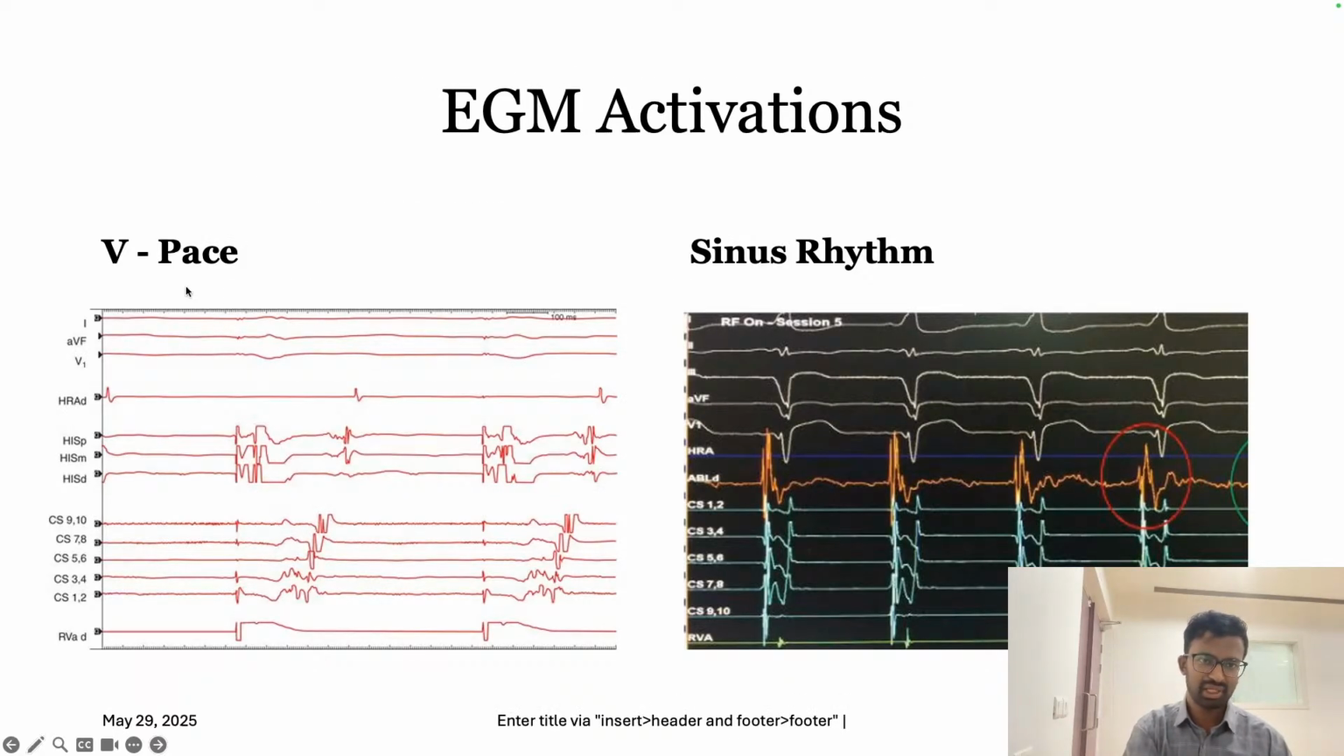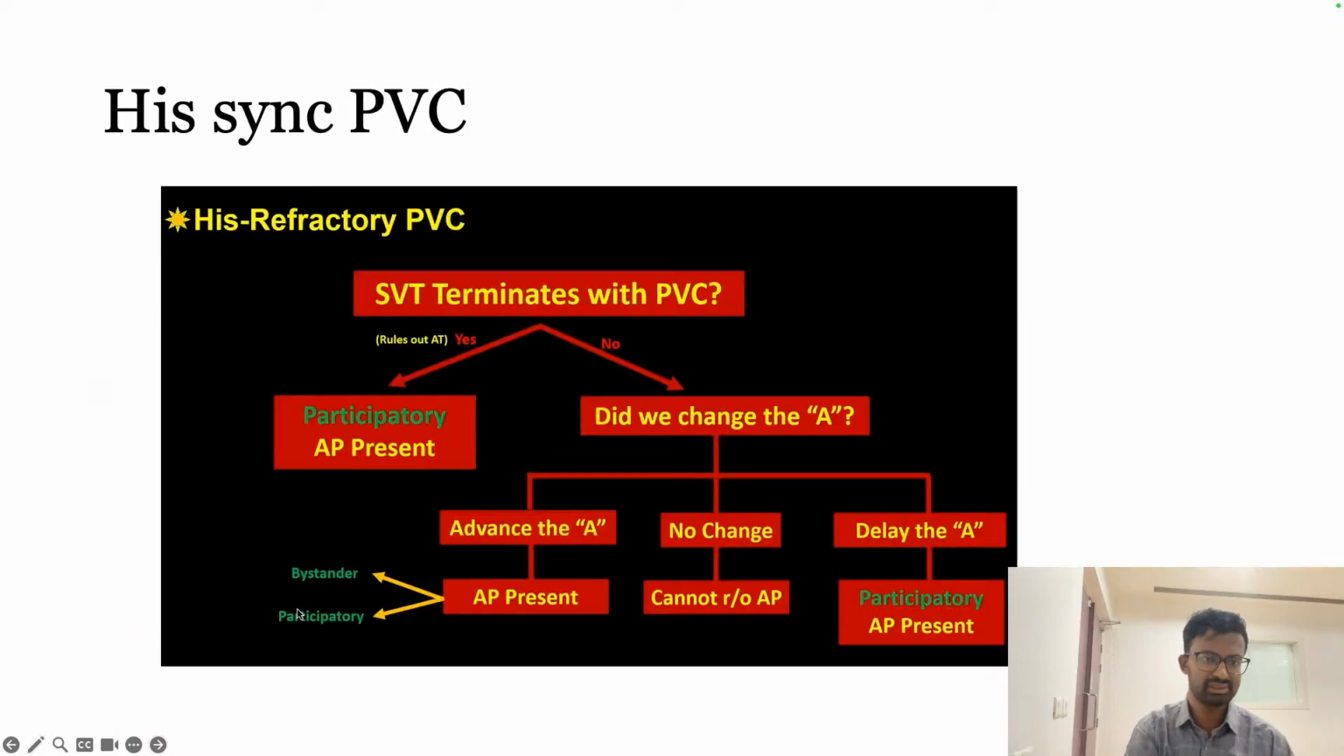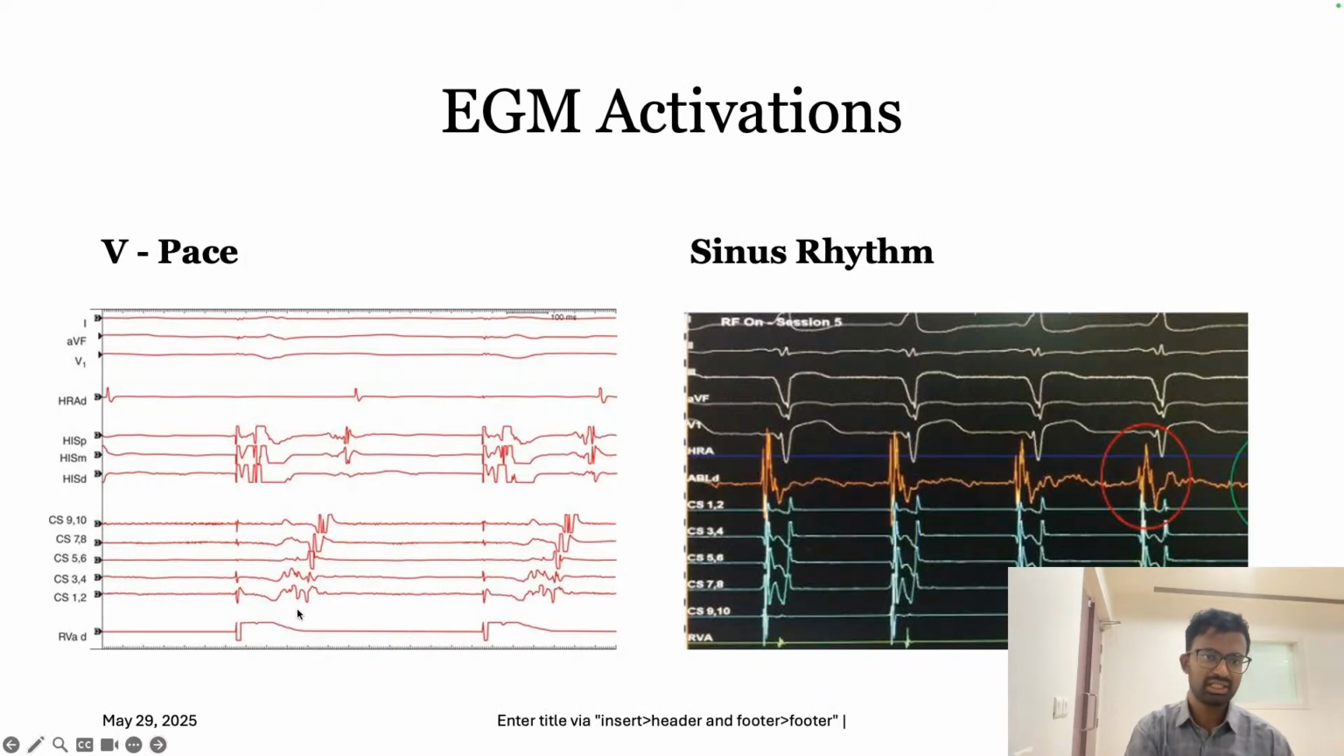The first EGM activation is V pace. This is V pace and this is sinus rhythm. You see the first is HRA, then HIS, CS and RV. This is what we usually keep in our EP lab. First we pace at V so that it has to go to the node only. That means the HIS should be first, as in a normal activation. Now you see that CS distal is first. This shows that there is pathway conduction. That means it is a long RP tachycardia, or we can go ahead with AVRT.